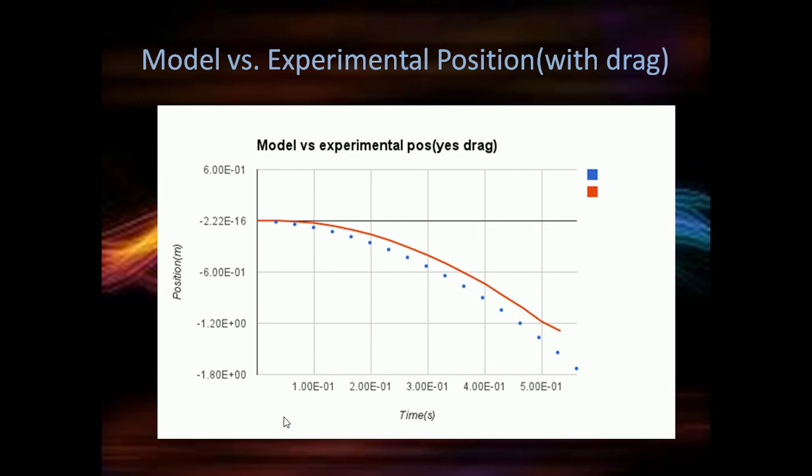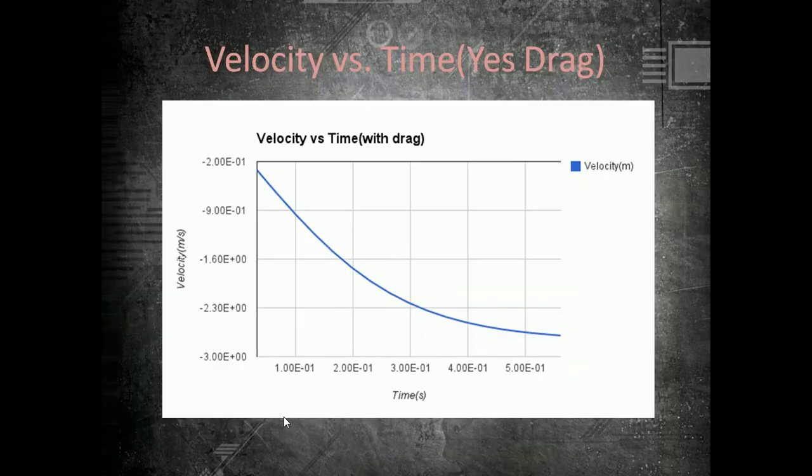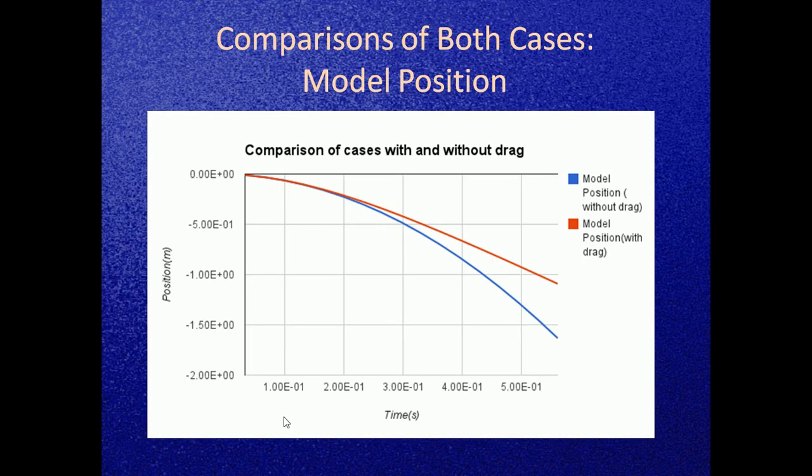Again, we can use VPython to extract velocity data, and the velocity versus time graph of the object can be created. Here it is. Now, we can combine the model positions of both the cases, obtaining this graph, which shows the distinctions of both the cases.